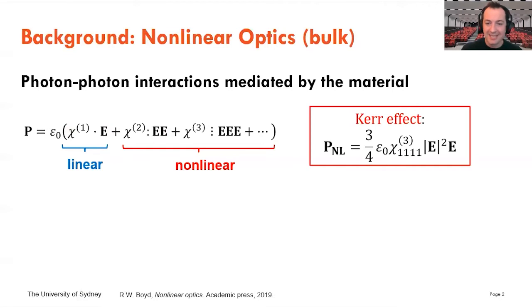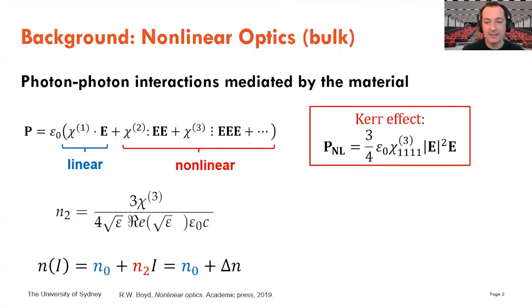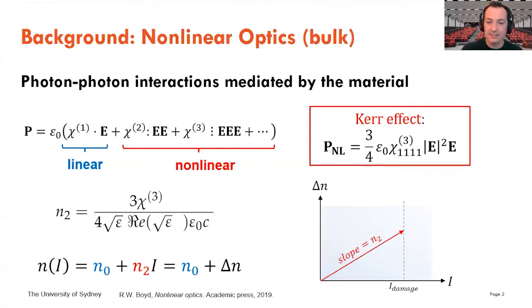So chi3 is the most fundamental nonlinear parameter, but we are often interested in N2, the nonlinear refractive index, which is related to chi3 via the permittivity and some other constants. This parameter tells you by how much a linear refractive index changes as you increase the intensity. So if we plot the change in refractive index as a function of intensity, the slope gives you the nonlinear index N2. This approach will be used later in a slightly different context, which is why I'm introducing it.